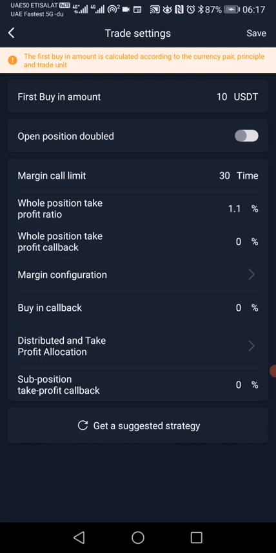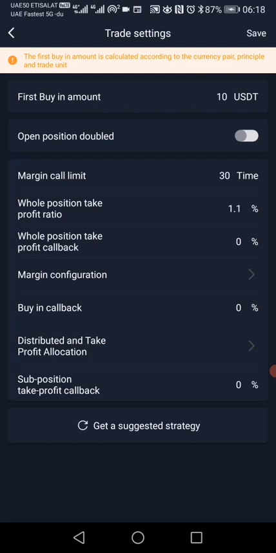Then you move to the next one, hold position take profit callback. Hold position take profit callback means when the hold position take profit ratio of 1.1 is attained, and as it starts dropping from that 1.1, that is the deviation you want to permit, meaning that this is the percentage fall I want to permit. By default, in this Royal Q it is 0.5. Some people put 0.1, some people put 0.2, some people put 0.3, some people put 0.4, some people put 0.5, which is the default setting. It's all about your preference.